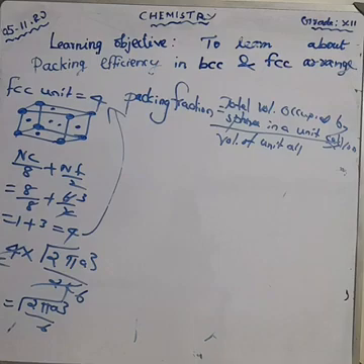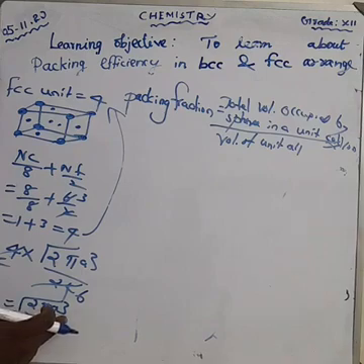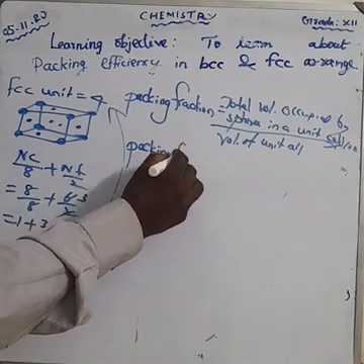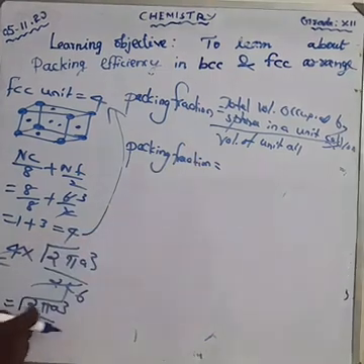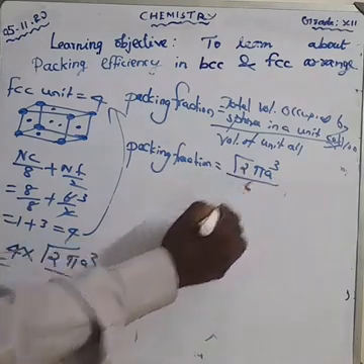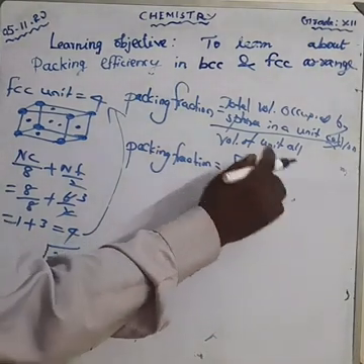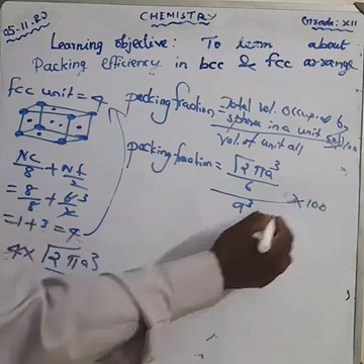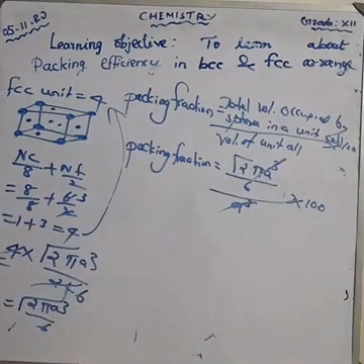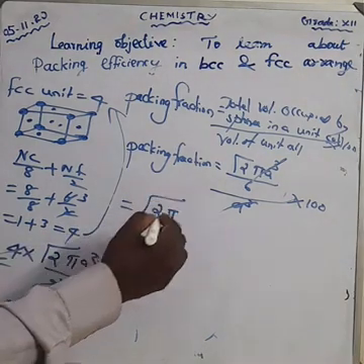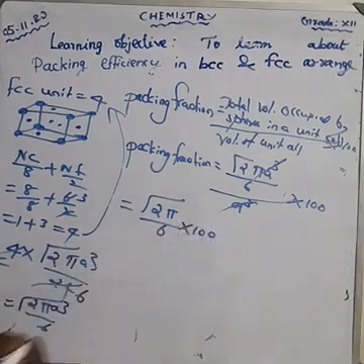So what is the total volume occupied here? Total volume occupied is root 2 pi a cube divided by 6. Okay? So packing fraction is equal to root 2 pi a cube divided by 6, and the volume of the unit cell is a cube, into 100. So a cube can be cancelled. So the value is root 2 pi divided by 6 into 100, okay.